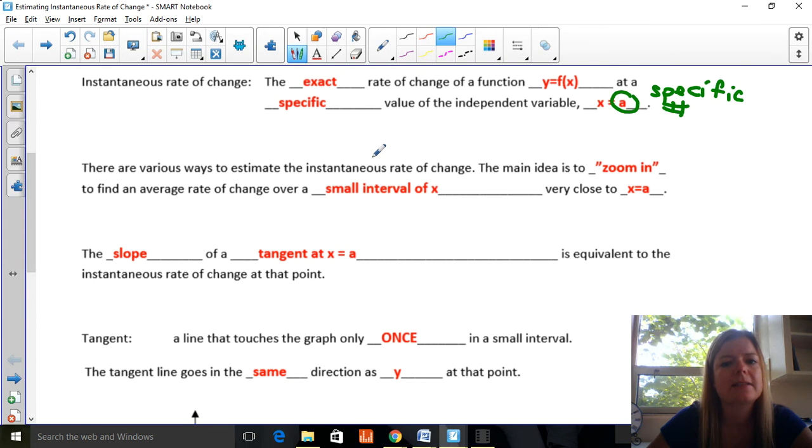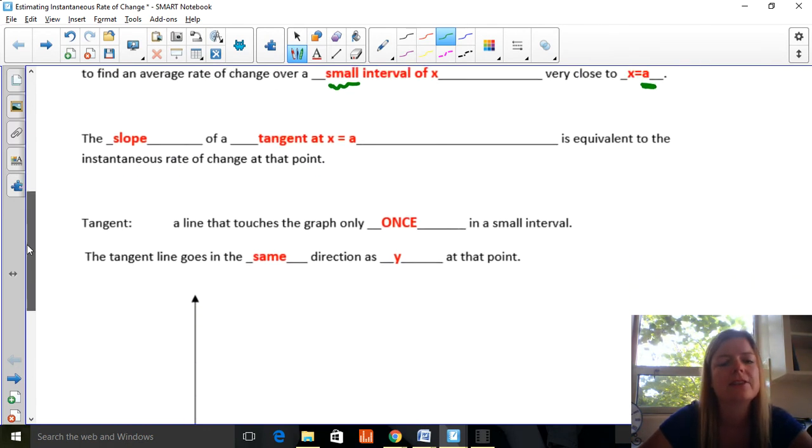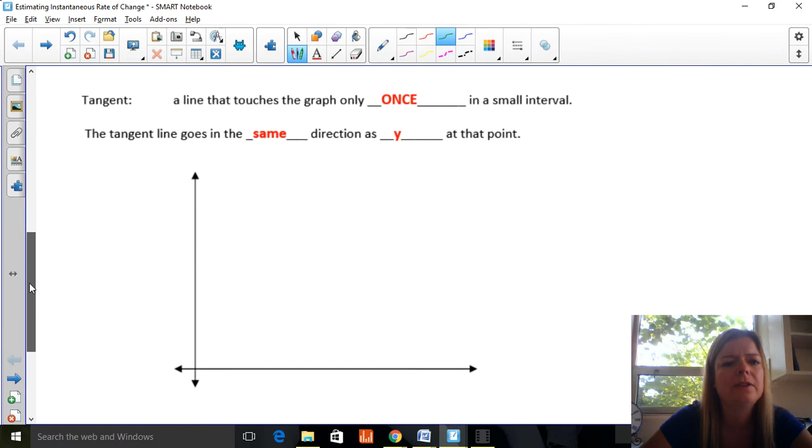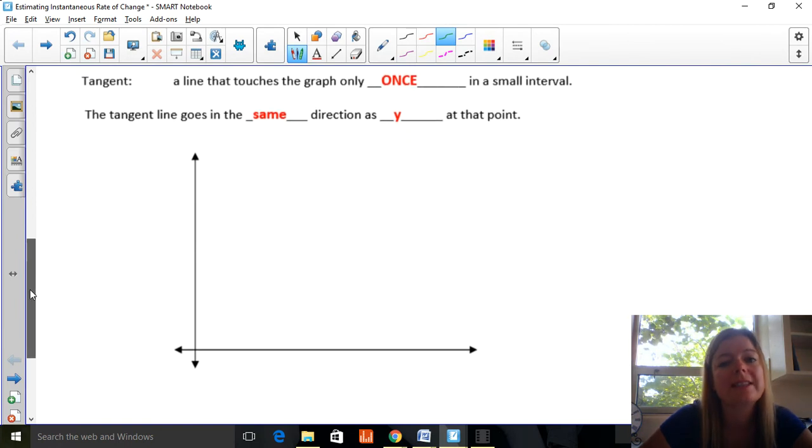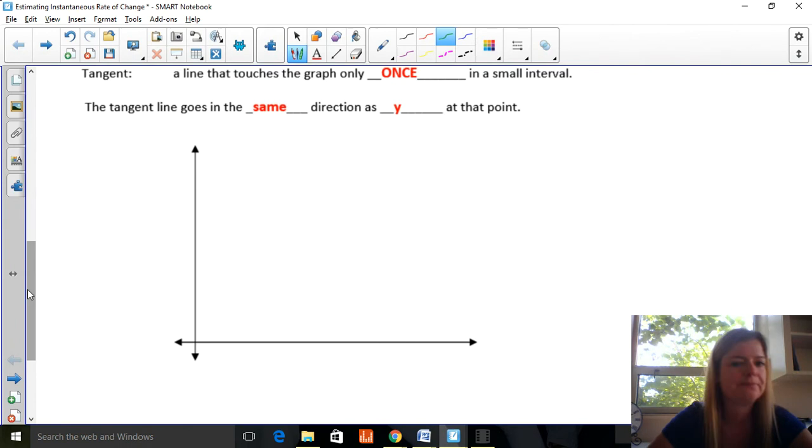There are various ways to estimate the instantaneous rate of change. The main idea is to zoom in to find an average rate of change over a small interval of x, in fact, a very small interval of x, very close to x equals a, where a, again, is the point of tangency, the point that we want. The slope of a tangent at x equals a is equivalent to the instantaneous rate of change at that point. So a tangent, again, is a line that touches the graph only once in a small interval, and the tangent line will go in the same direction as y at that point.